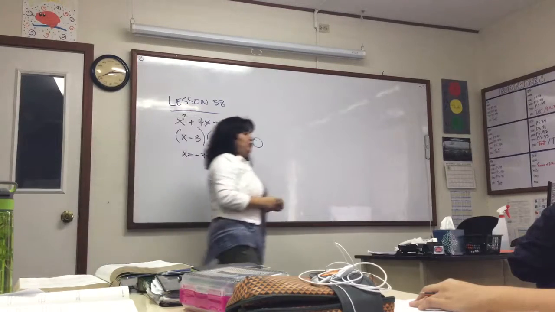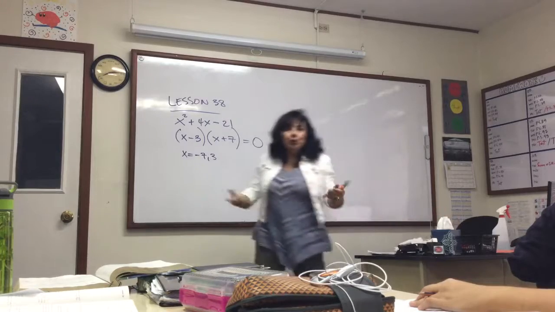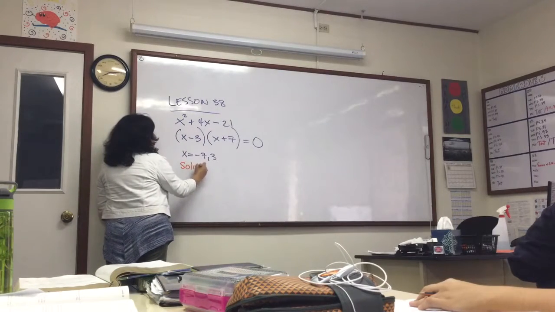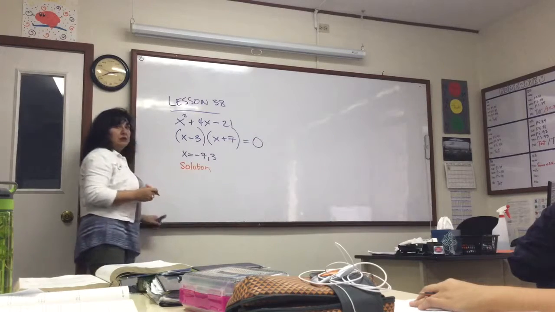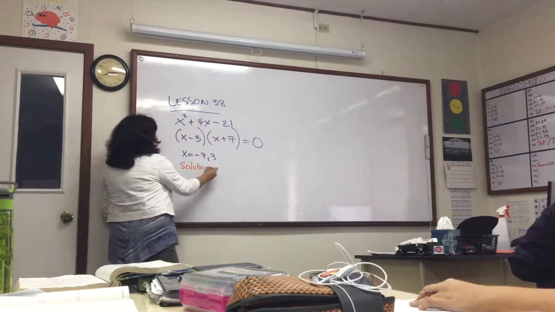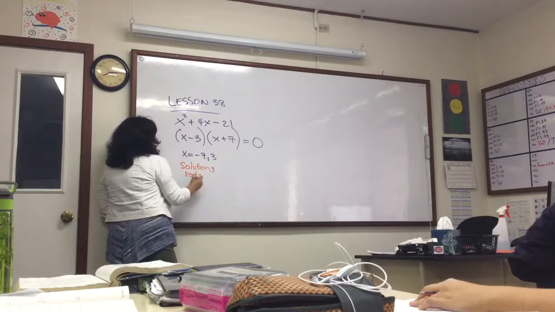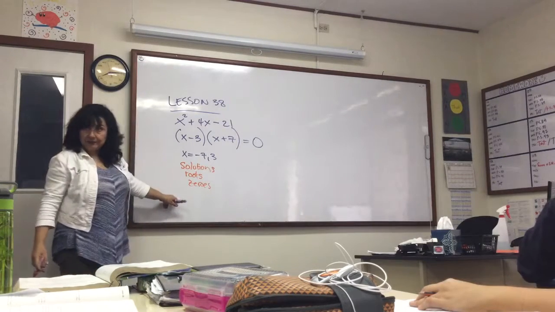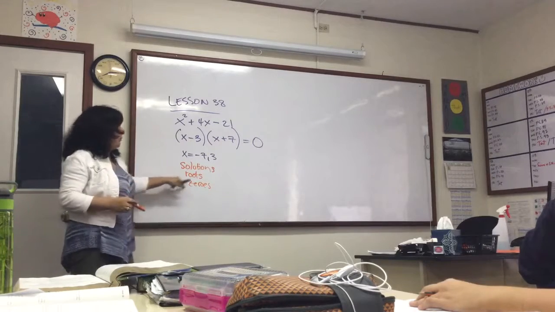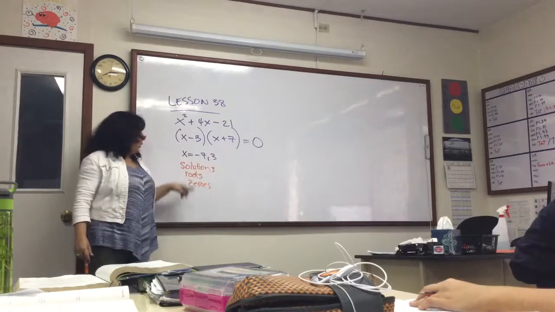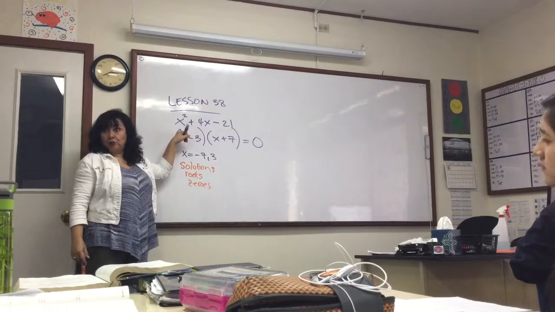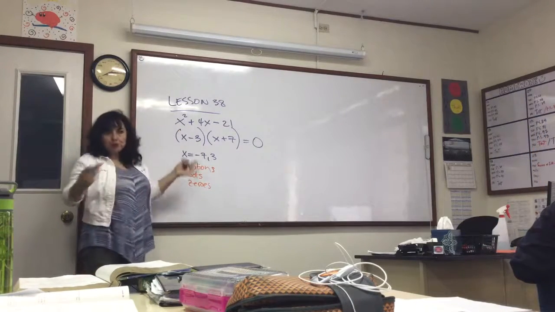And what are the names of those? The solutions. Give me synonyms for the word solution. They're solutions, they are roots, they are zeros. All of these mean exactly the same thing. Okay? Why are they zero? Because they equal 0. Why are they roots? Because you have to square root to find the solution. And solutions for the obvious reason.